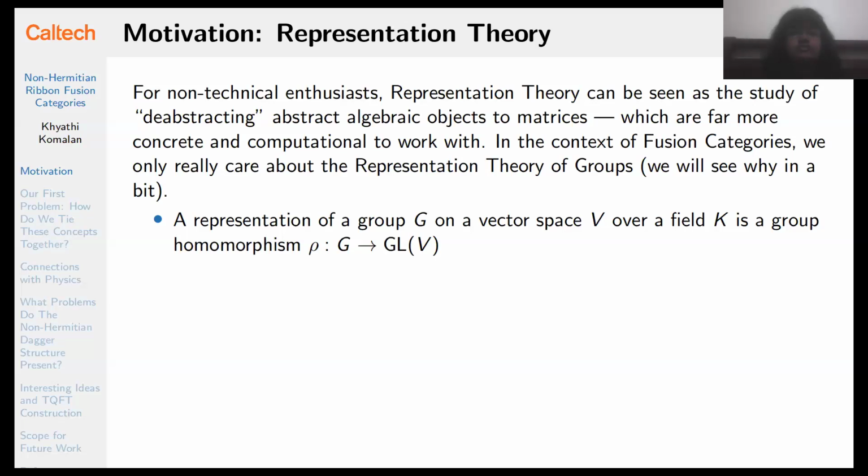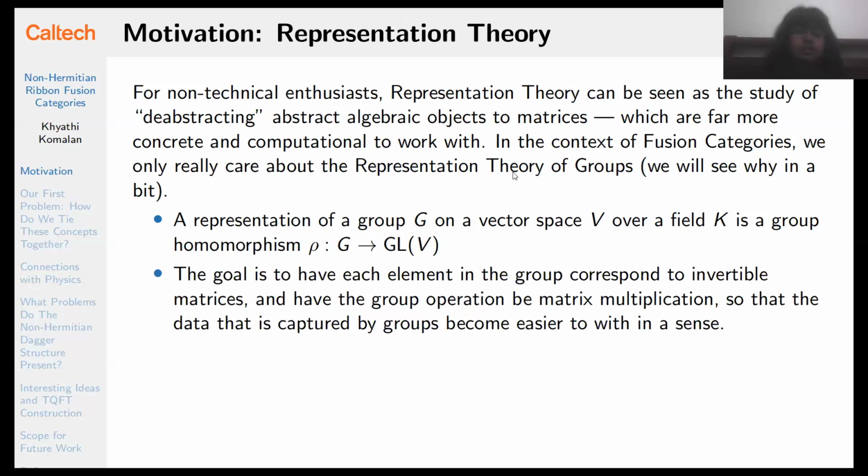So in the context of fusion categories in particular, we'll be caring about the representation theory of groups. That is basically seeing how groups can be de-abstracted and represented based on vector spaces and matrices. So the representation of a group G on a vector space over the field K is basically a group homomorphism from G to the general linear group of the vector space. So this is basically all the invertible linear transformations of the vector space.